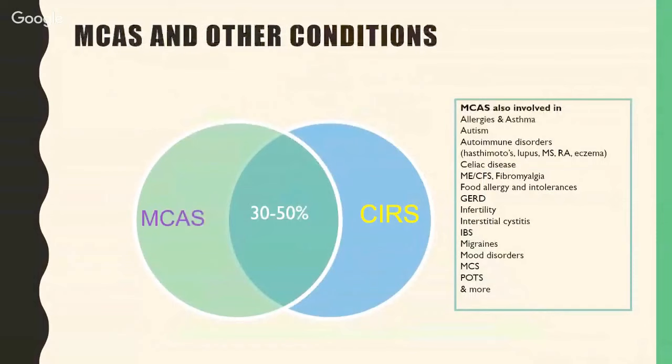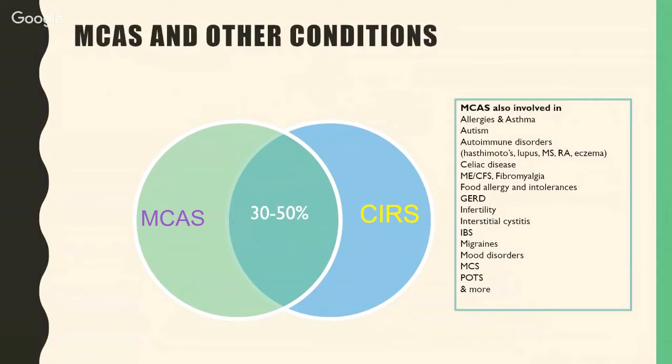Okay, so the other really important side to this is there can be an overlap, as you know, Dr. Jill, with MCAS and other conditions. And often patients with MCAS may have various other allergies and asthma. It can coexist with autism, autoimmune disorders, etc. And most importantly, as far as this call is concerned, there appears to be around about a 30 to 50% overlap with chronic inflammatory response syndrome. Would you like to talk a little bit about the overlap with other conditions and what sort of challenges does that present in clinical practice?